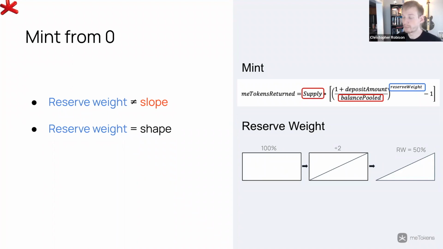But to be very specific, reserve weight is not the same as slope. You need to have that initial XY reference to be able to initialize a new curve when you don't have the supply and collateral already initialized, because normally supply and collateral are the proxy for determining slope. So anyway, that's what we've done there.